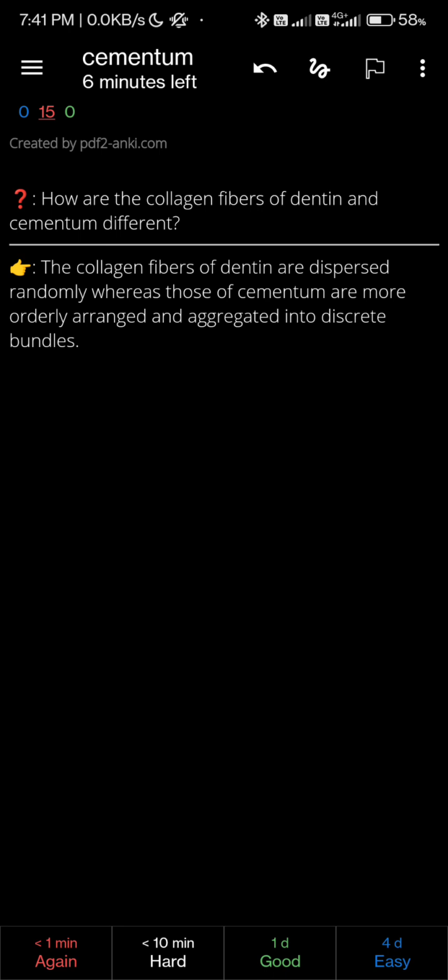How are the collagen fibers of dentin and cementum different? The collagen fibers of dentin are dispersed randomly, whereas those of cementum are more regularly and orderly arranged, aggregated into discrete bundles.